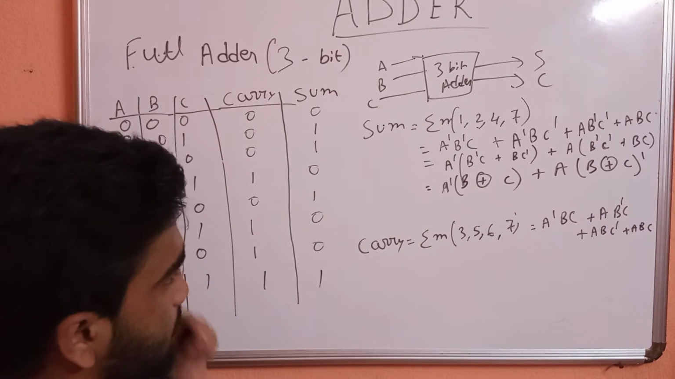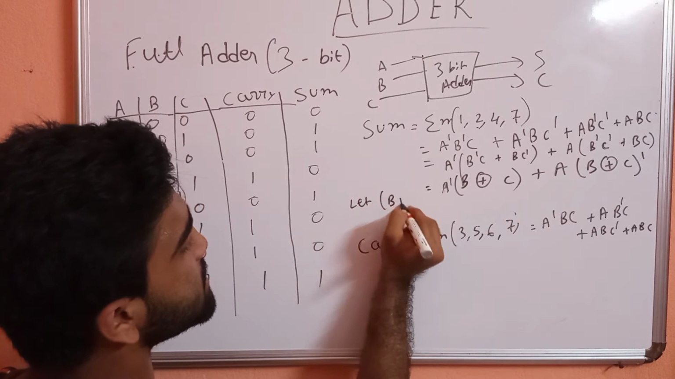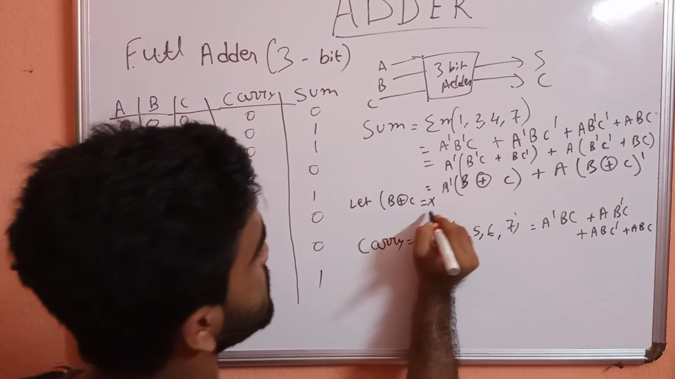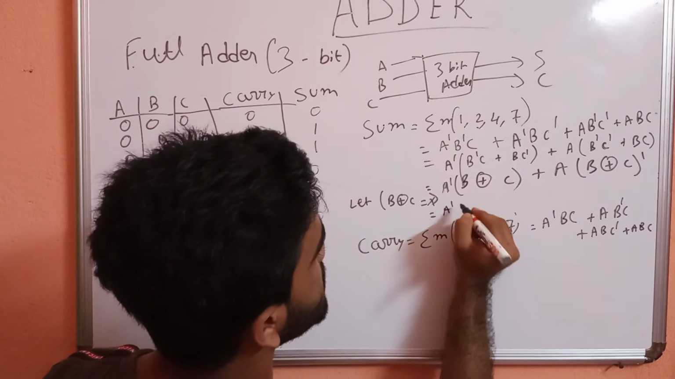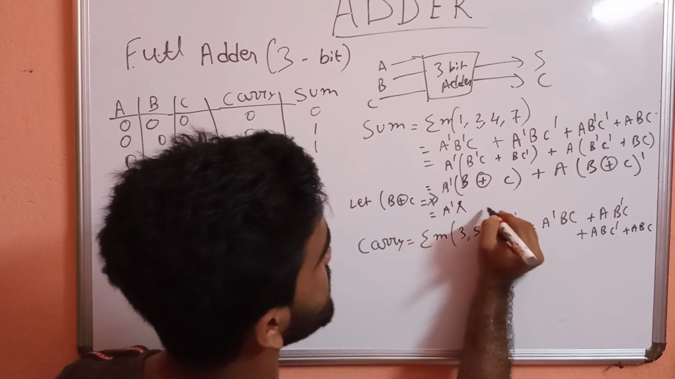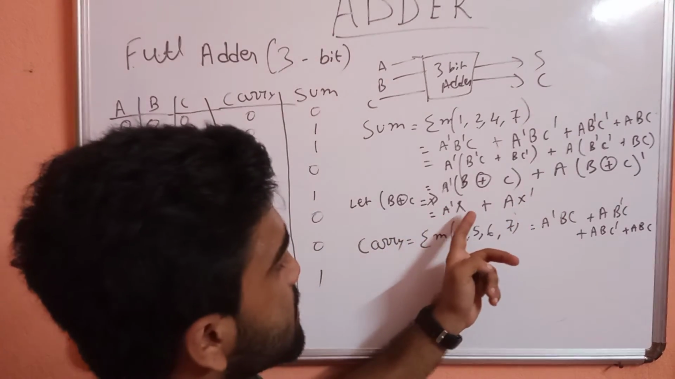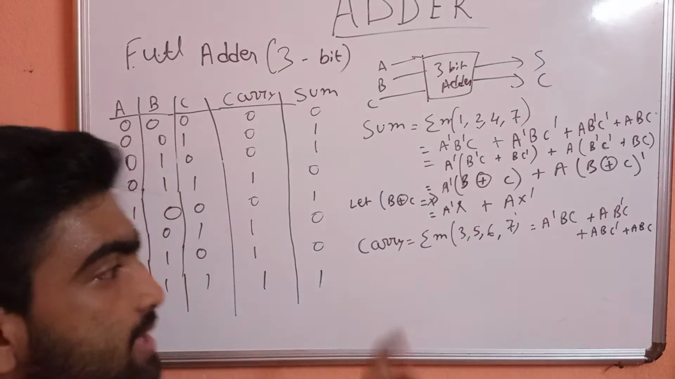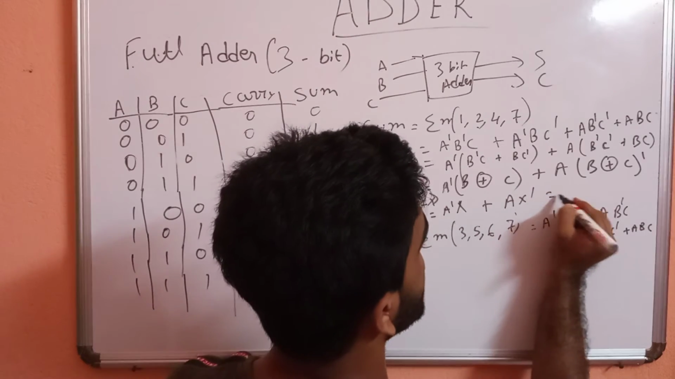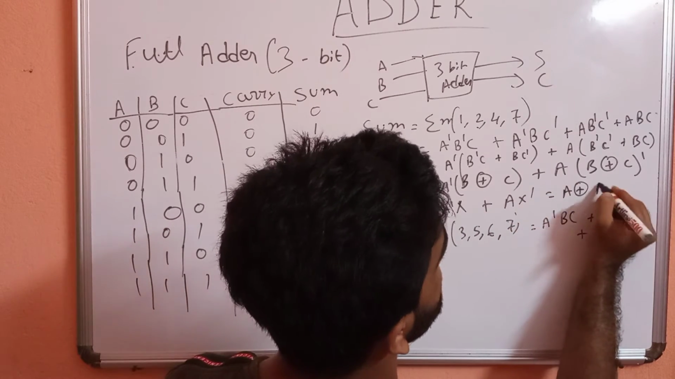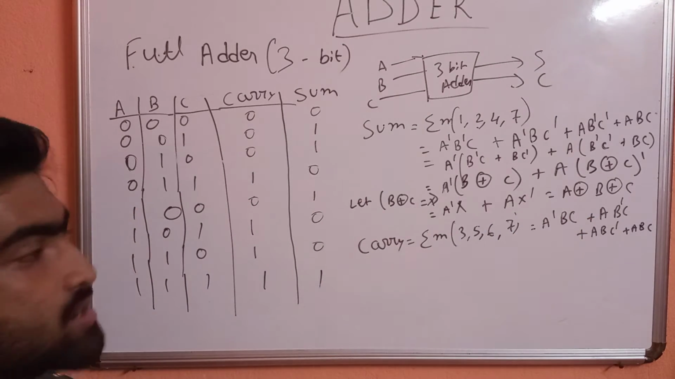Now here let B XOR C equal X. So what will be the expression now? A complement X plus A X complement. What is this? A XOR X. A XOR X means A XOR B XOR C, right? A XOR B XOR C. This will be the expression for my sum, correct?